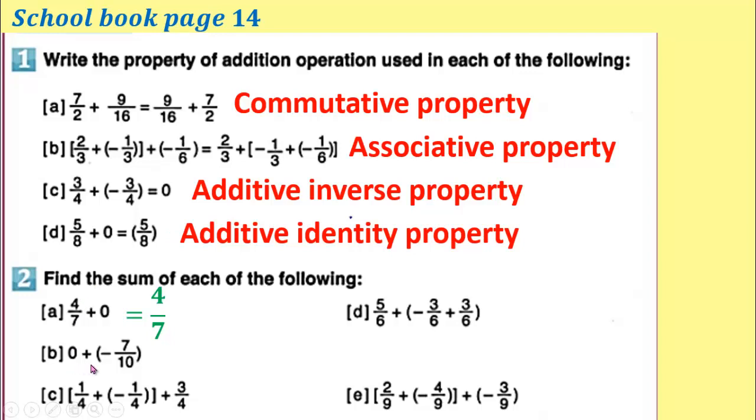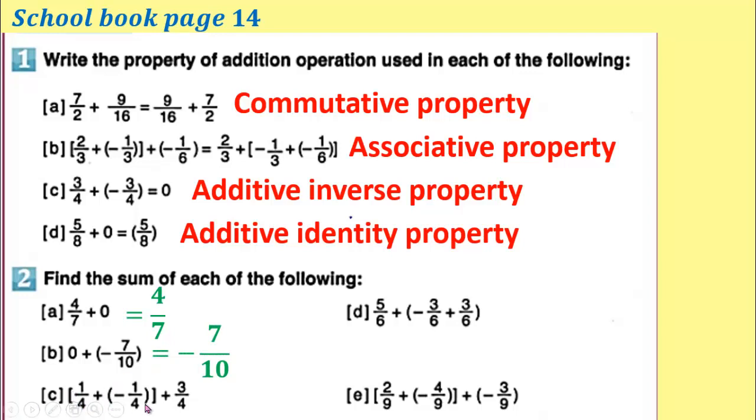Number B, 0 plus negative 7 over 10. 0 added to a number. Any number added to 0, I will still have the number as it is, which in this example is negative 7 over 10. Let's go now for number C.